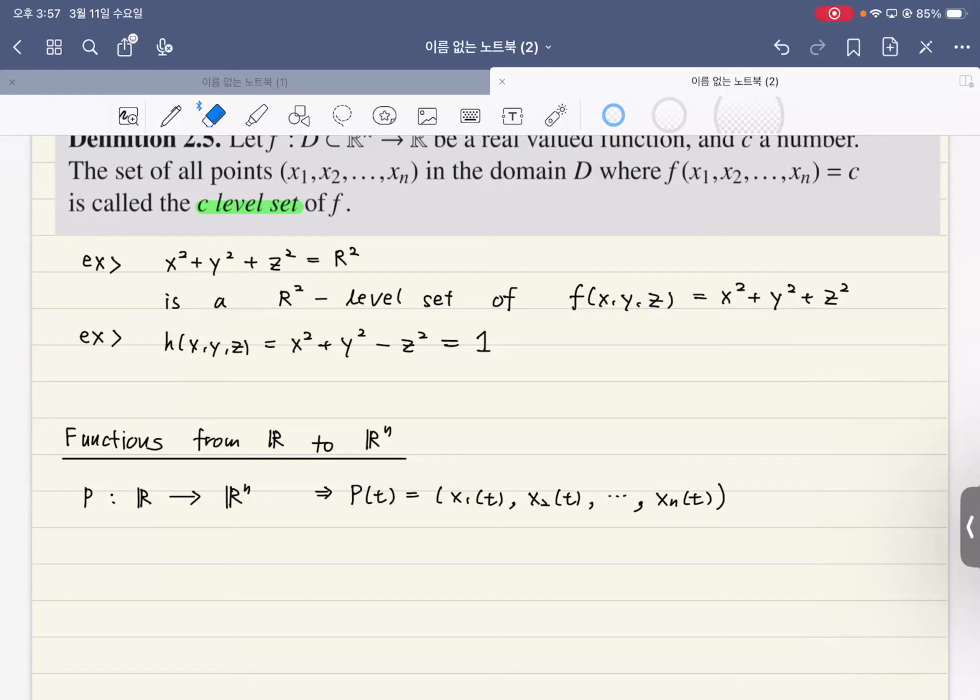And this is a parameterization, right? Because this gives you the position at time t, right? So what is the curve then? Well, precisely speaking, the curve is the image of this function.